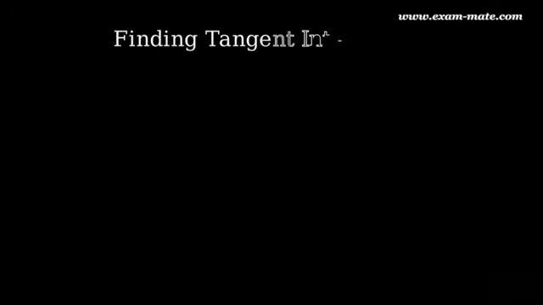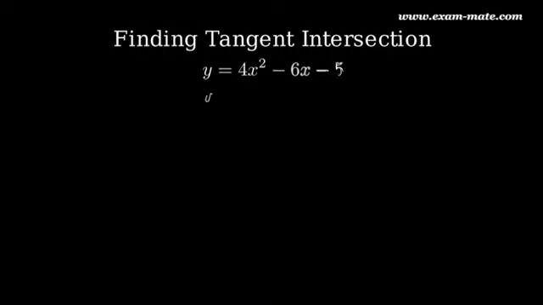Let's solve this problem involving a curve, a line, and their intersections. We have a parabola given by y equals 4x squared minus 6x minus 5, and a line y equals 1 minus 4x. We need to find where the tangent at one of their intersection points meets a horizontal line.